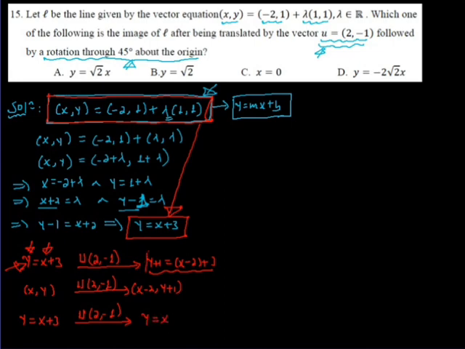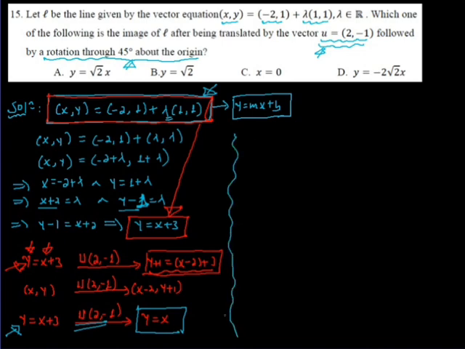You can rewrite this as y equals x. Now y equals x is the image of the line y equals x plus 3 under the translation vector u equals (2, -1). Now again we will rotate y equals x by 45 degrees about the origin.